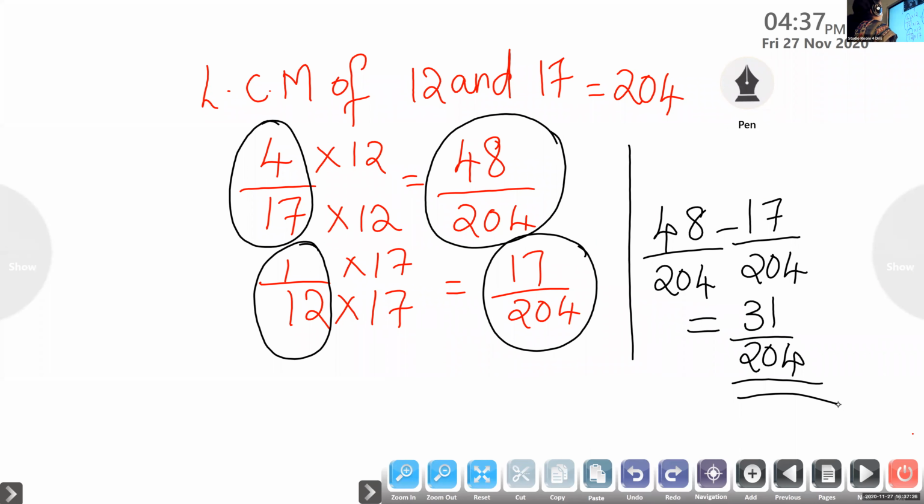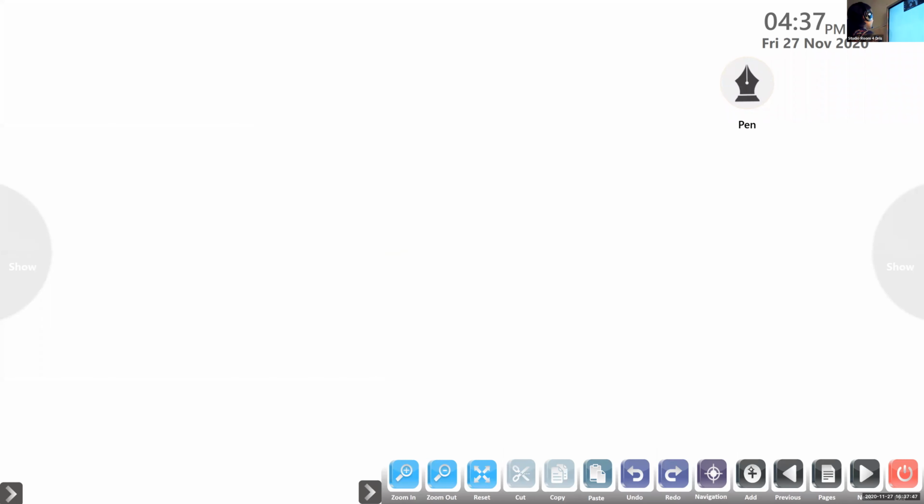So children, what you have to do? You have to find the LCM. LCM is 204. So you have to find the equivalent fraction: 4 by 17 is equal to 48 by 204, and 1 by 12 is equivalent to 17 by 204. Now you have to subtract. So we will write the last step. Therefore, you can write: the fraction of the cake left.